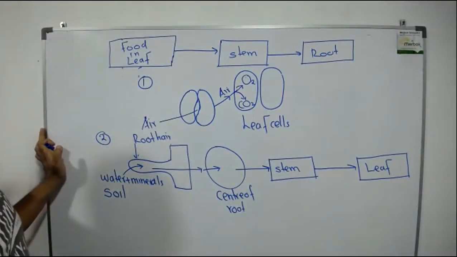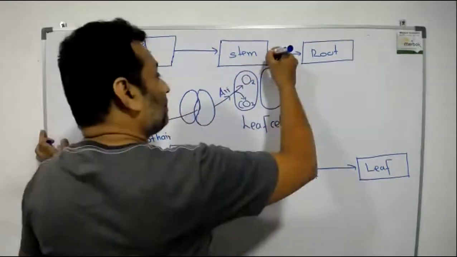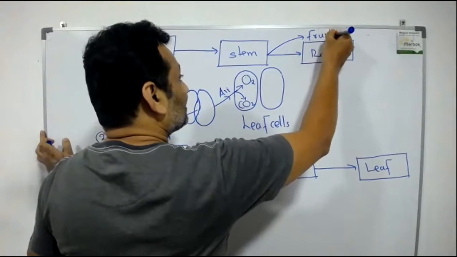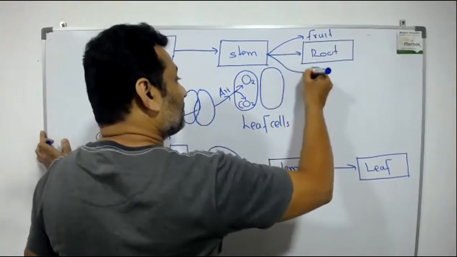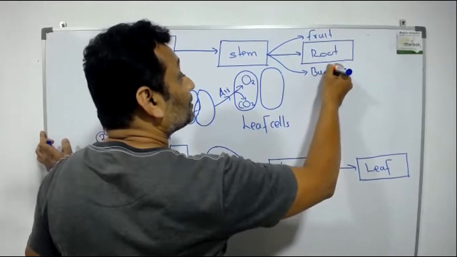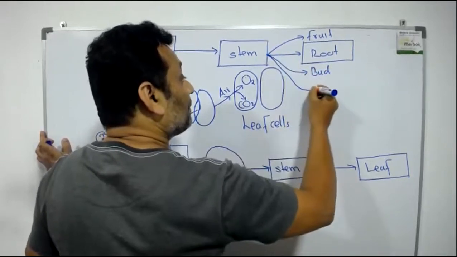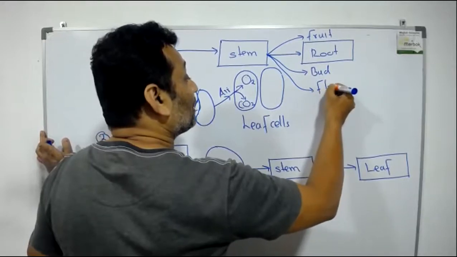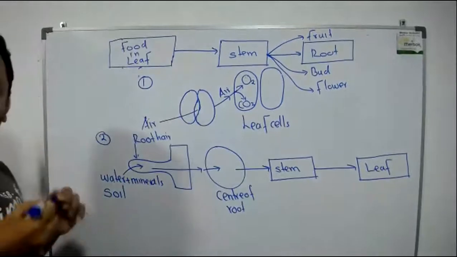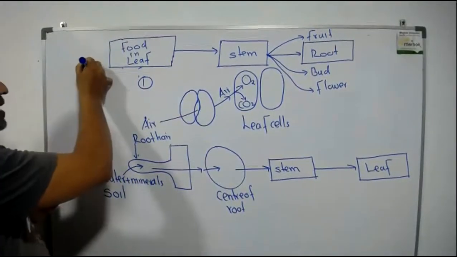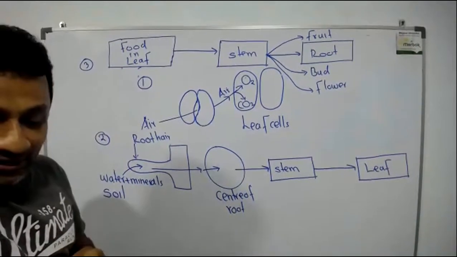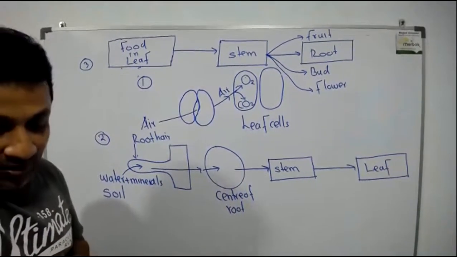Right. Through the stem, it will go to the fruit. Through the stem, it will go to the bud. Through the stem, it will go to the flower. Not only to the root. That's why they see other parts. Are you clear? Clear, sir.